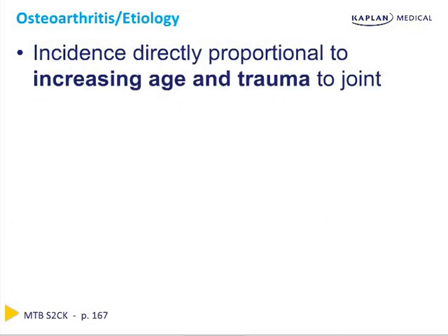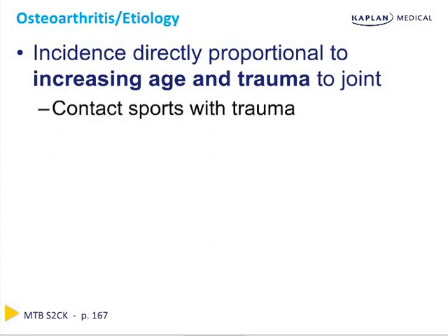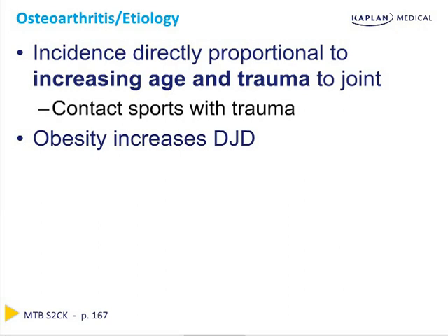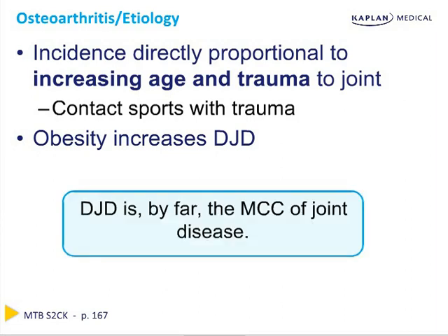The incidence of degenerative joint disease is directly proportional to increasing age and trauma to the joint. Contact sports with trauma early in life can lead to it later on. Modest recreational running does not cause degenerative joint disease. Obesity, however, does increase your risk of developing DJD. Remember, DJD is by far the most common cause of joint disease.